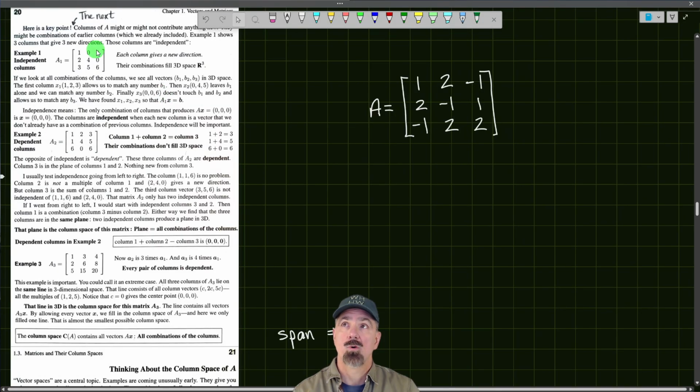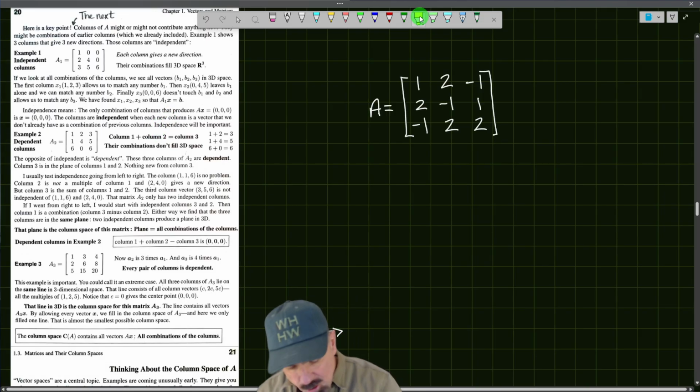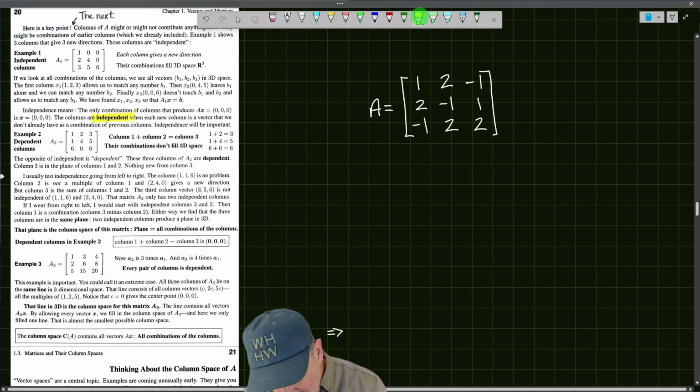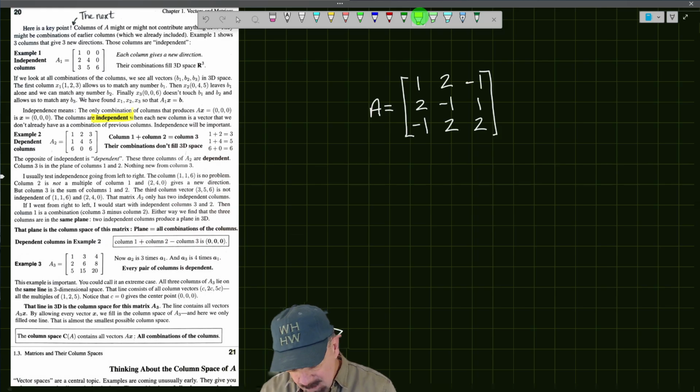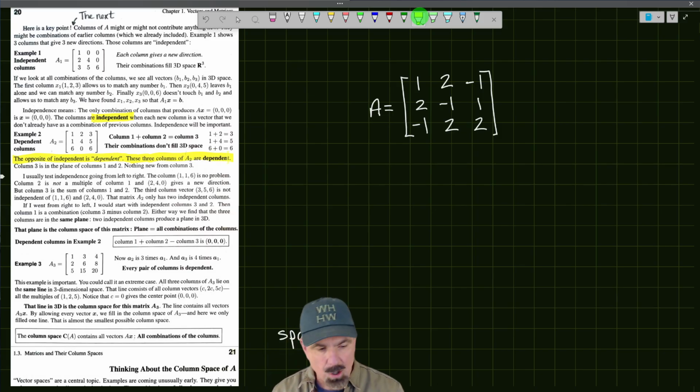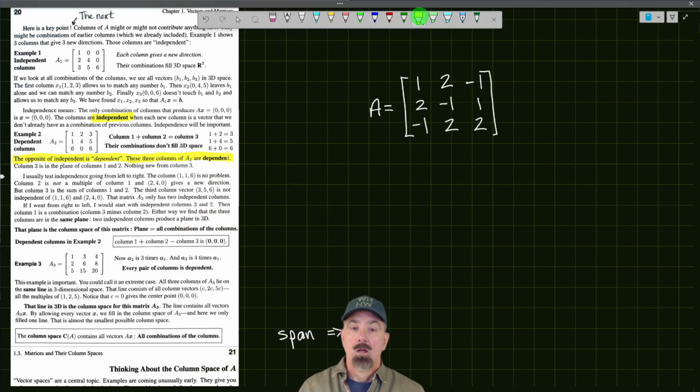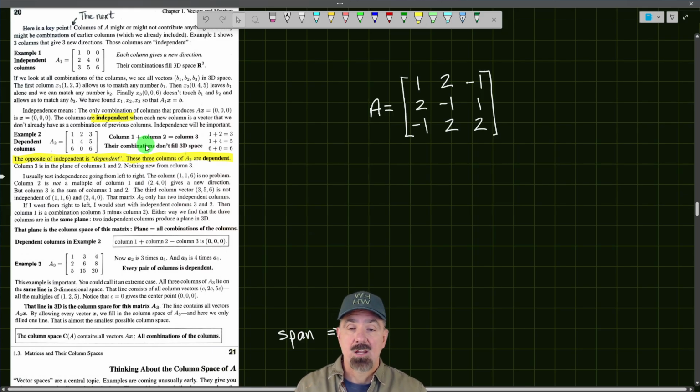So in this case, it is important to read through everything here that's on page 20. We're leaving you to read through and take a look at the terms that he's using. He's talking about independent vectors, and then he's talking about dependent vectors. The opposite of independent is dependent, and then he says these 3 columns are dependent. I just want to give you another example of what it is that he's referring to.